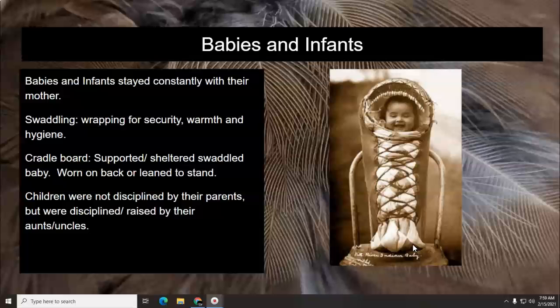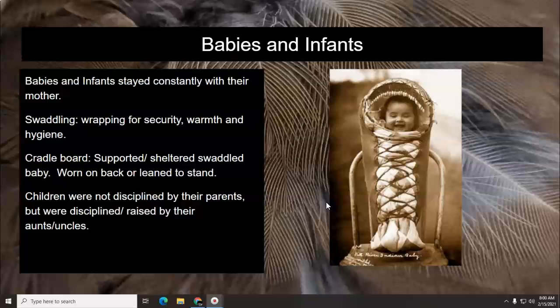And then the baby, the white part here is the blanket. You can see it's a quilt, and they're swaddled in the quilt, and then they're put on the cradle board, which was laced together. And you can see it has a little canopy, a little roof on it, and then that could be worn on the back like a backpack whenever they were walking around. It could be leaned against something to stand up so baby could watch things, and things of that nature.